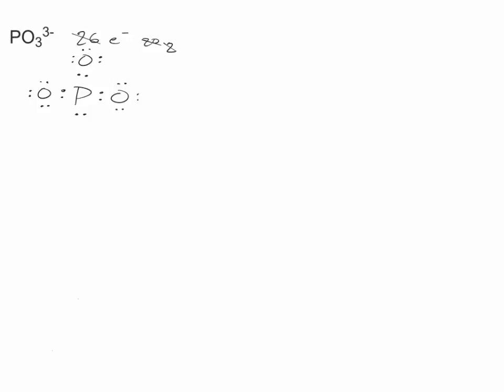So, for the phosphorus, according to the periodic table, phosphorus wants 5 valence electrons around it. How many does it have? Both of these, it's 2, 3, 4, 5. It has 5 around it. It wants 5. It has 5.